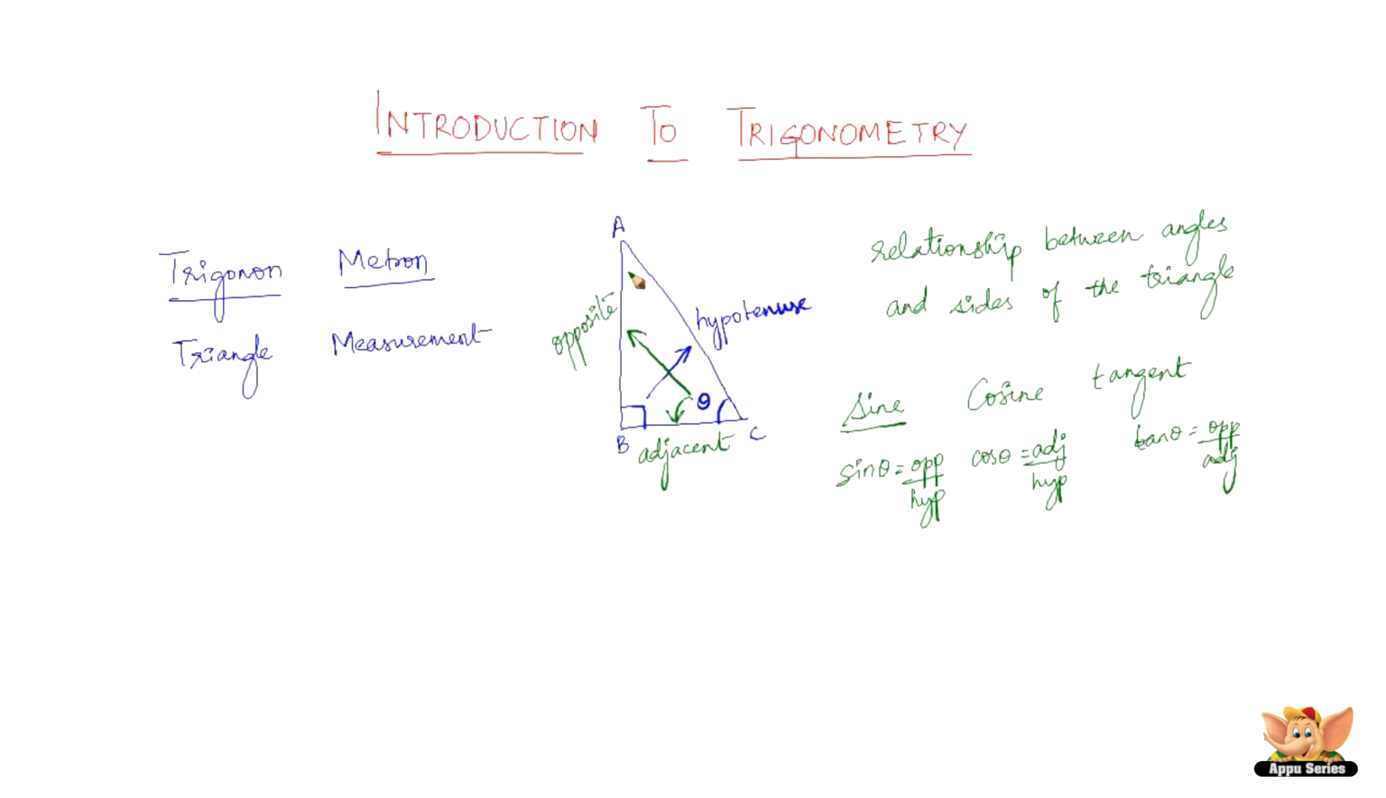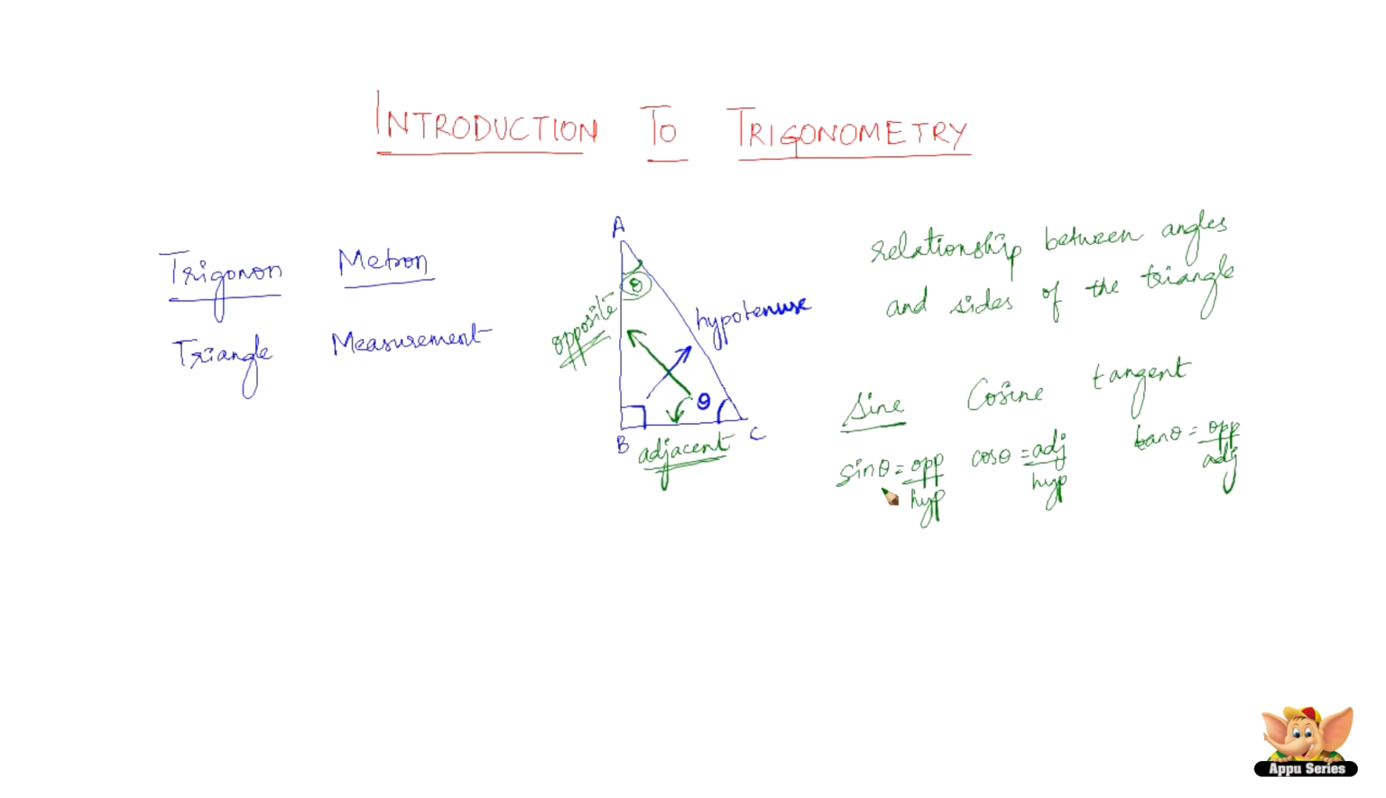Now what if theta is here? Is this still the opposite? Is this still the adjacent? No, because the opposite and adjacent depend on the theta. So if this is theta, then the opposite is this and the adjacent is this. There's a reversal of the roles of opposite and adjacent as far as this theta is concerned. So this is how trigonometry establishes a relationship between the angles and the sides of a triangle.